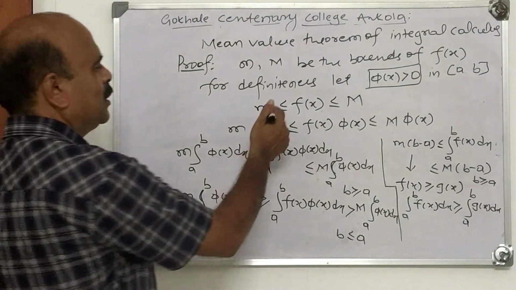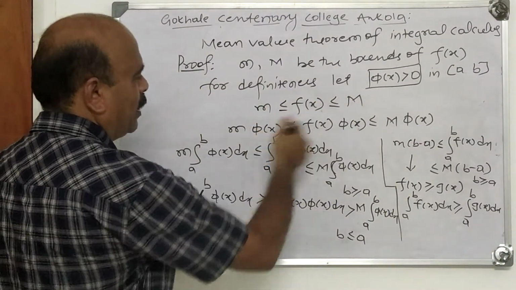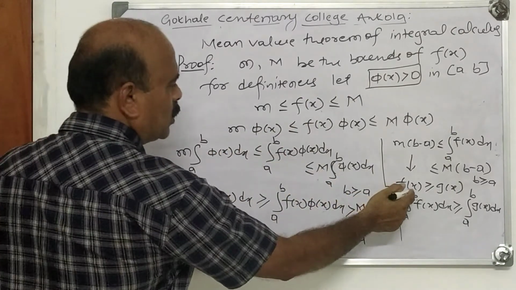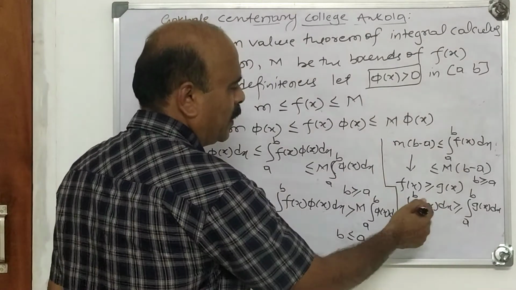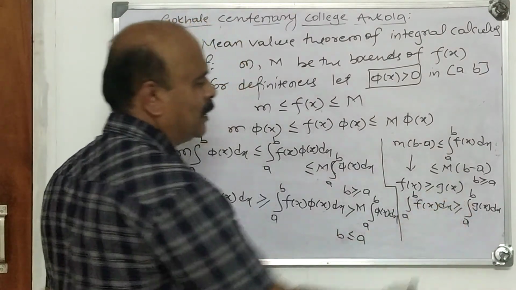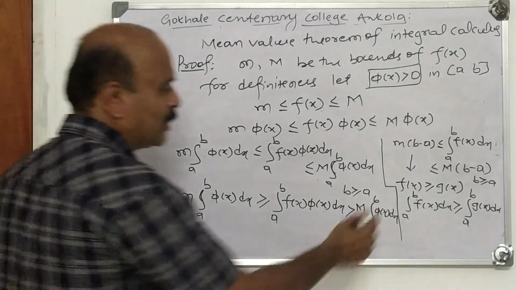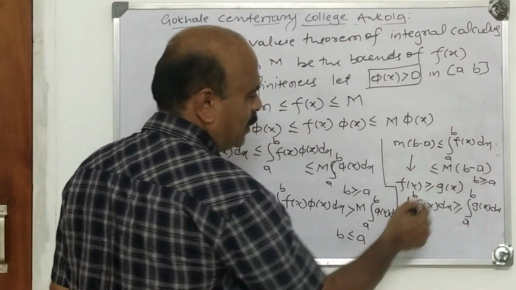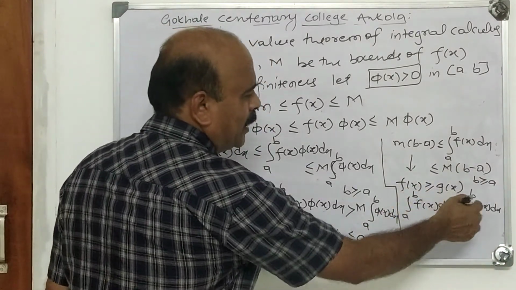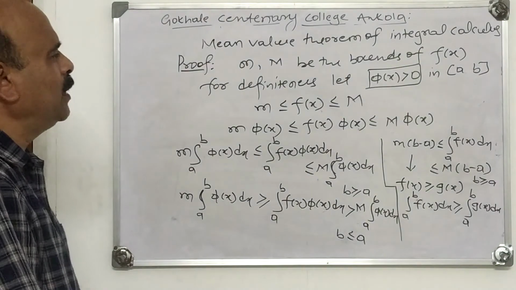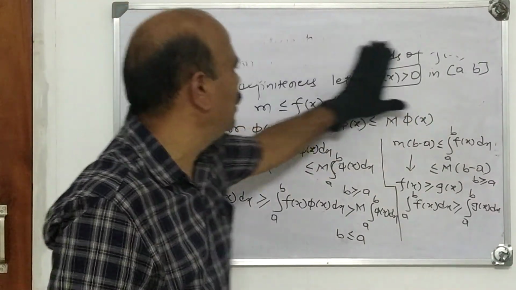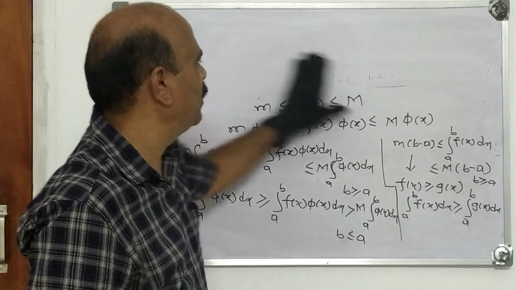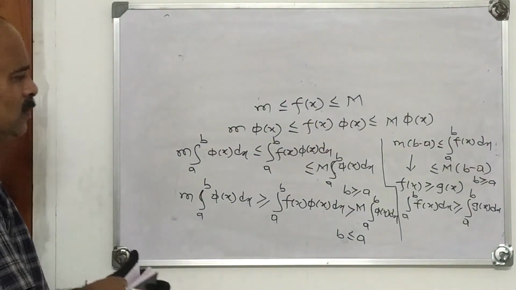So we started with m and M as the bounds, multiplied by φ(x), and then used this: if f(x) is greater than or equal to g(x), then the integral from a to b of f(x) dx is greater than or equal to the integral from a to b of g(x) dx. I think up to this step it is clear. All of you understood this step.